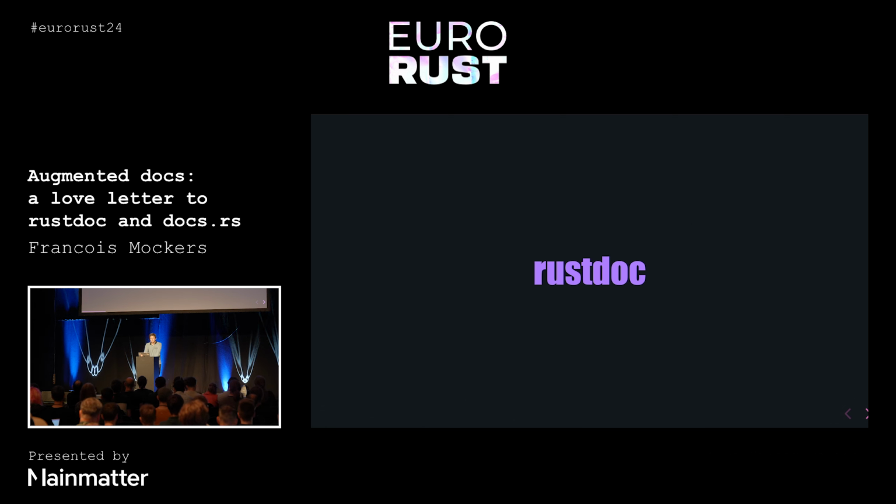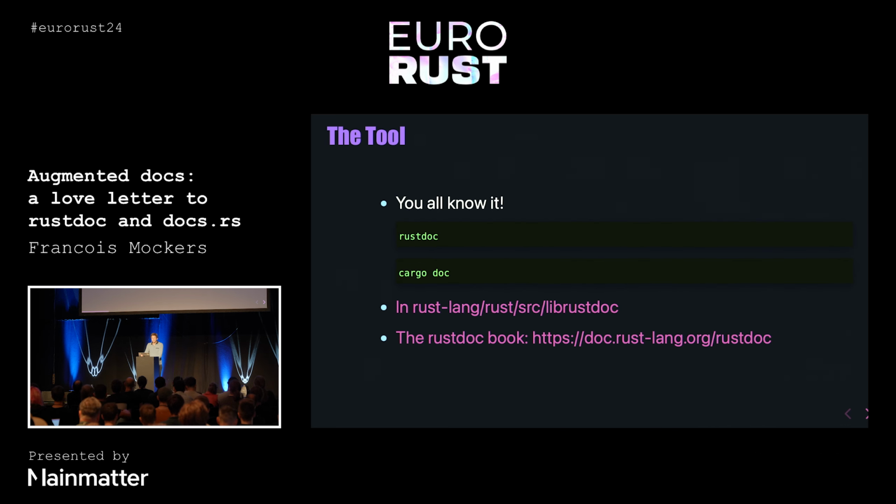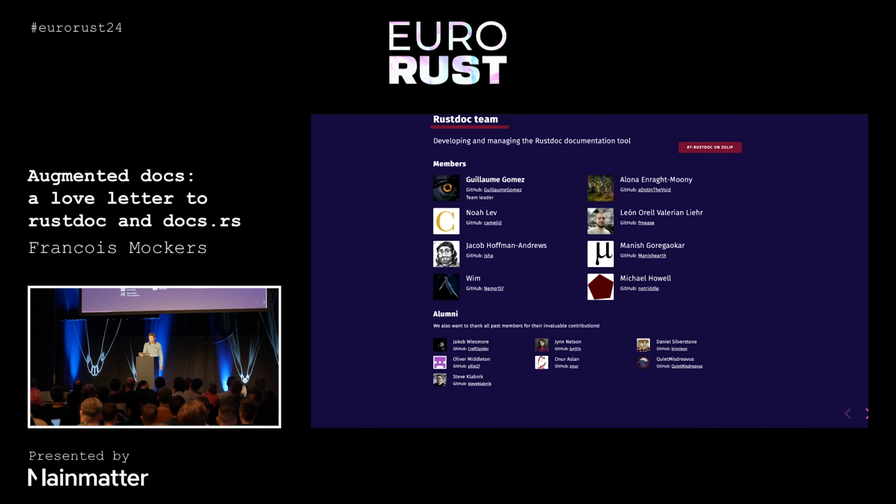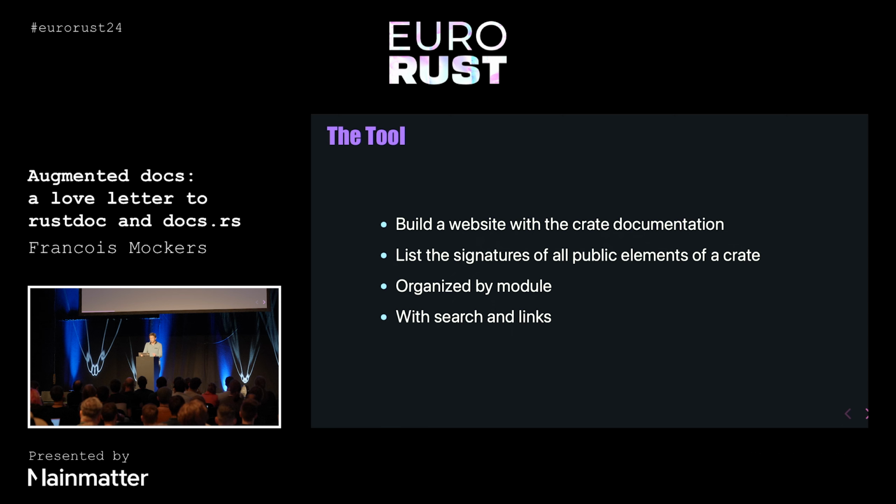The first tool we're going to look at is Rustdoc. I hope everyone knows it here. You can call it either with rustdoc and give it a specific file, or with cargo doc, and it will work on your whole project. It lives in the Rust repository, and it has its own book on how to use it and how to contribute to it. Here is the team behind Rustdoc, so thank you guys, you're doing a great job.